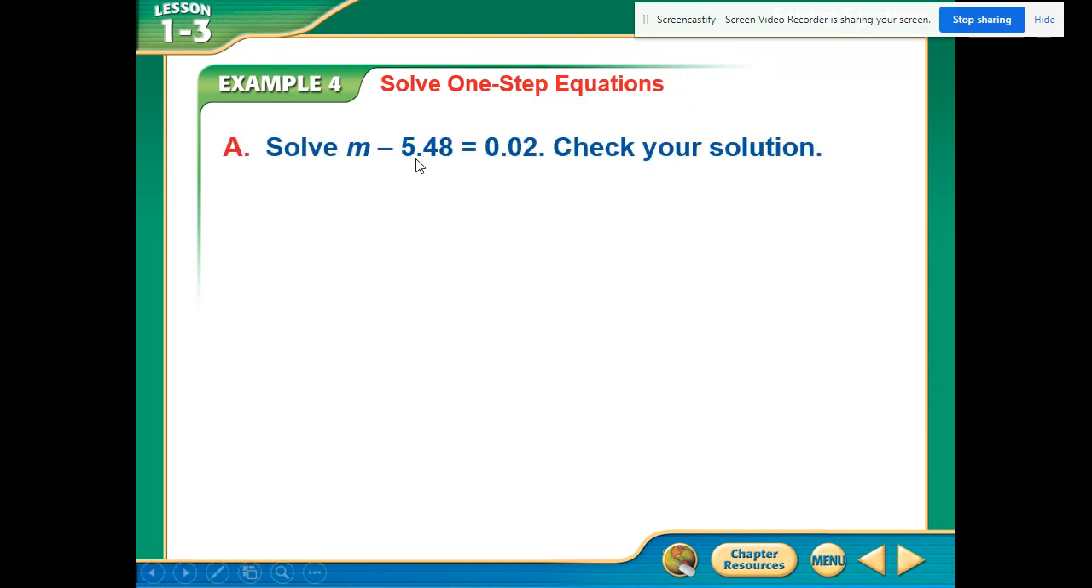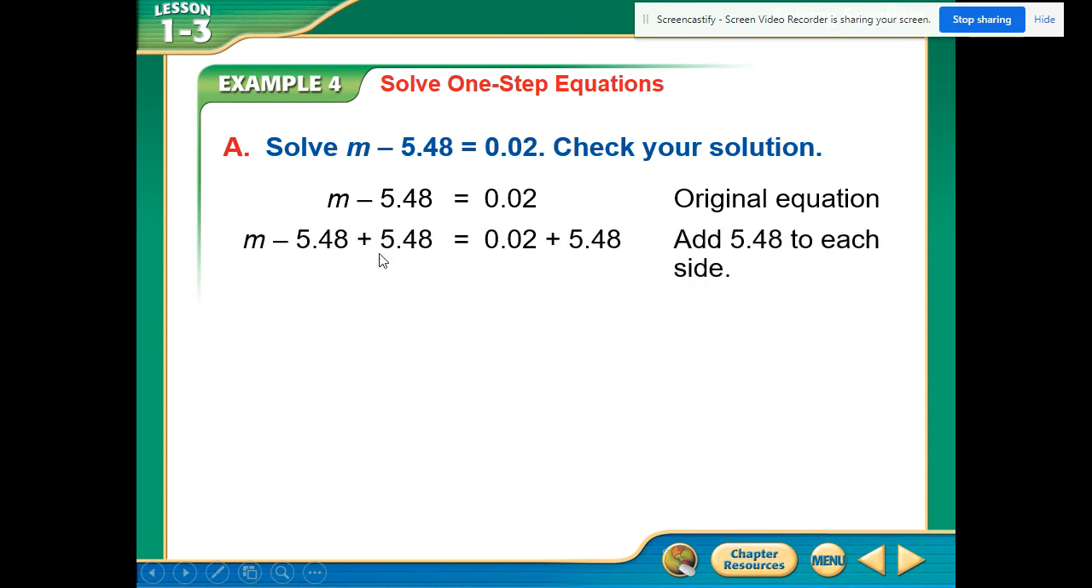So m minus 5.48 equals 0.02. It is a minus here. So in order to undo the minus, we are going to have to add to both sides. Here's the original problem, and now I'm going to add 5.48 to both sides. Notice 5.48 here and 5.48 there. These two are going to cancel each other out, leaving me just my m all alone here, and then I'm going to have to add the right side. And I get m equals 5.5, which is our answer. Obviously, that's a real simple one.